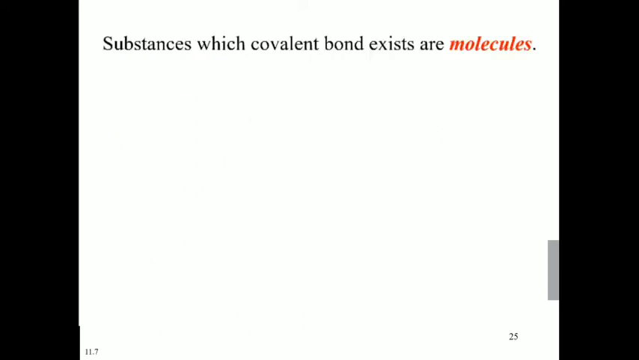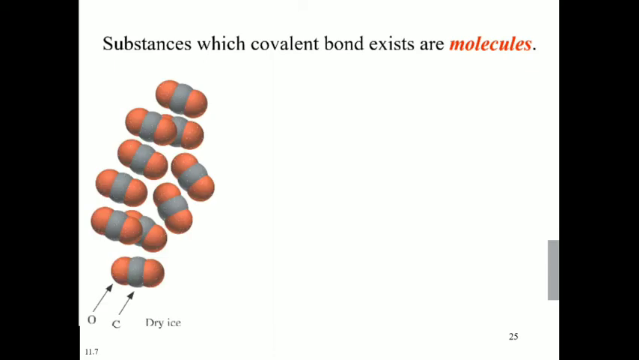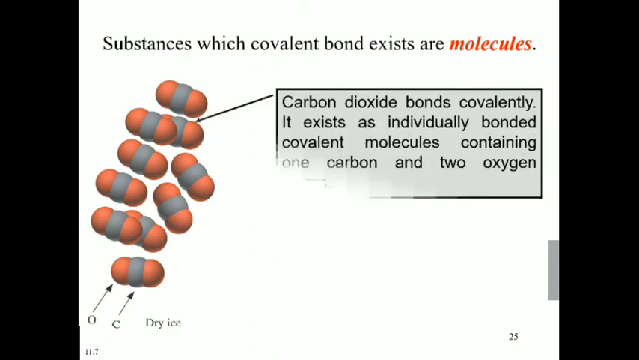We call these substances where covalent bonds exist molecules. For example, carbon dioxide. It exists as individually bonded covalent molecules containing 1 carbon. So one molecule contains 1 carbon, as you can see here in the representation of the molecule, and then 2 atoms on the side, bonded with that carbon.